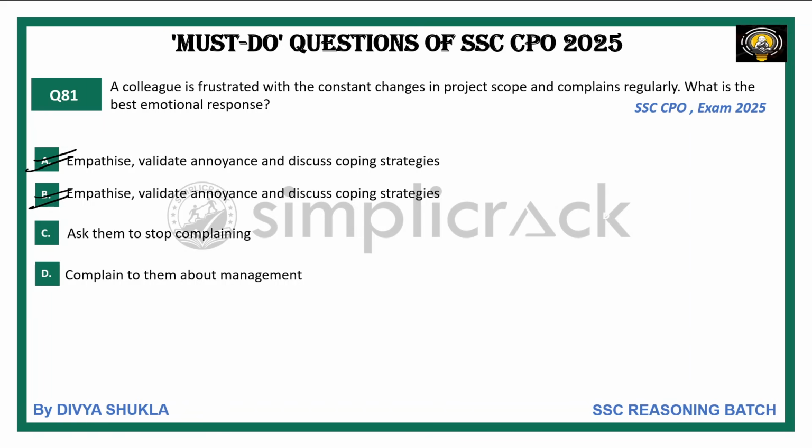So as a friend, as a colleague, you can empathize, you can validate the annoyance, and you can discuss coping strategies: how can we reduce this, how can we plan better, how can we do things better. Ask them to stop complaining? No, never ask them to stop complaining, because the frustration would start building up. If you empathize, listen to them, and just talk to them, they might feel better. Complain to them about the management? I don't think this is a correct strategy. Okay, let's see the next question.